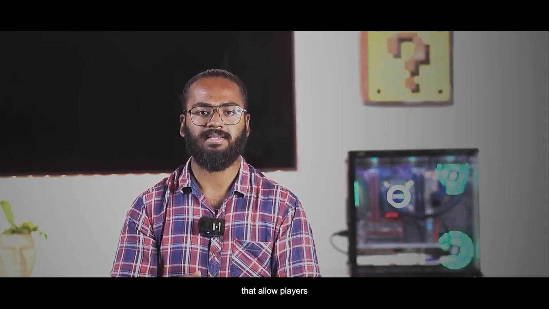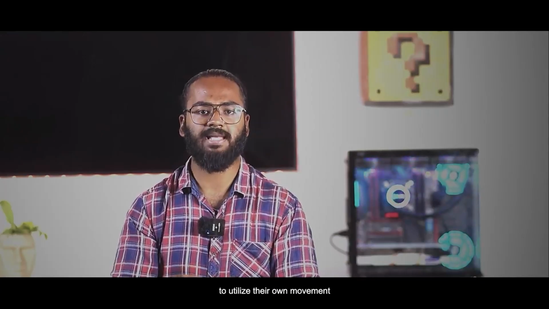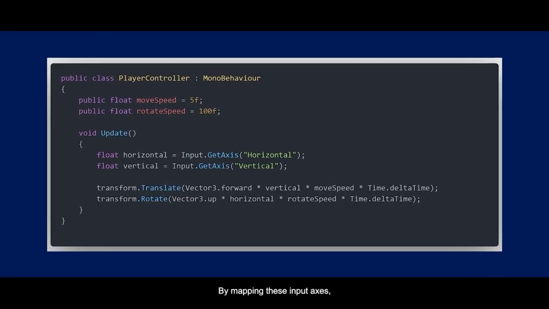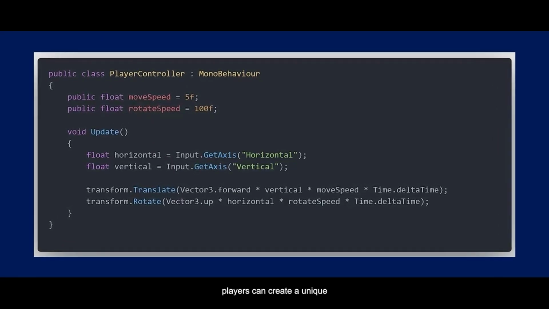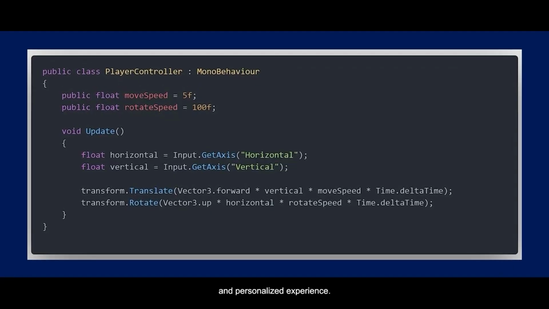Unity's input axes are essential components that allow players to utilize their own movements and rotations. By mapping these input axes, such as horizontal and vertical, players can create a unique and personalized experience.